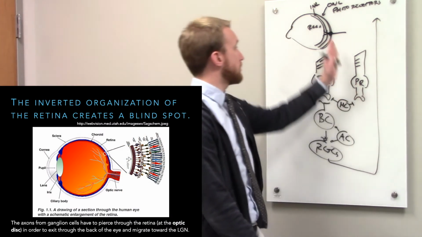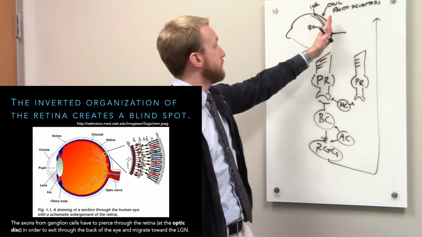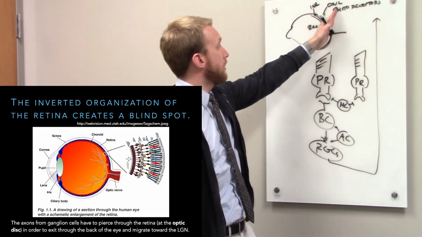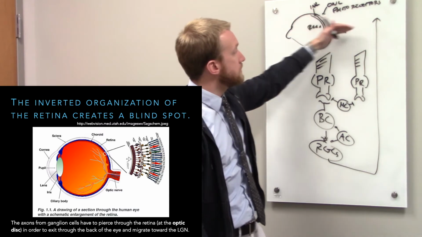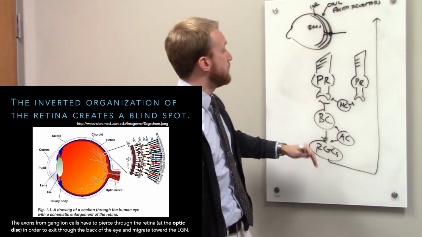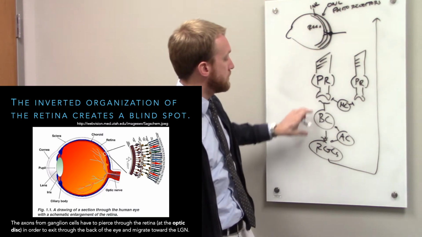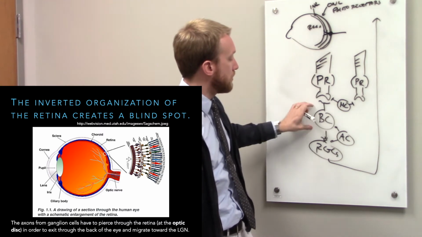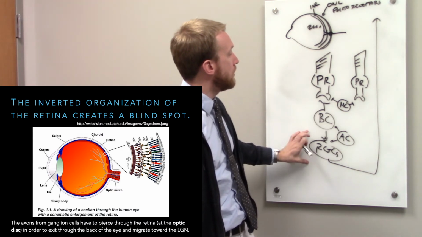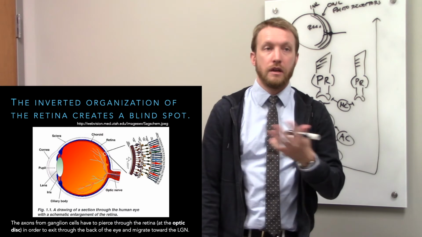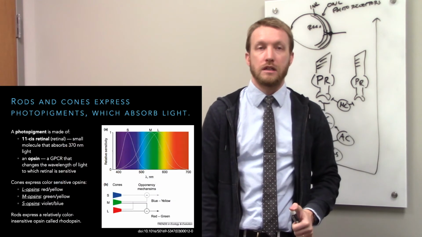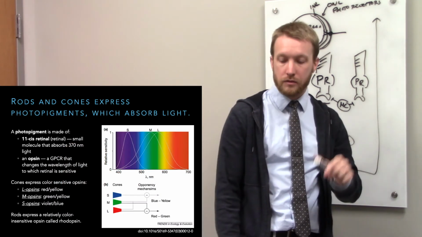We're going to detect it, of course, back here in the outer nuclear layer. Stimulation of the retinal ganglion cells is going to be produced by this stepwise movement from photoreceptor to bipolar cell to retinal ganglion cell. That piercing of the retina then creates the blind spot, like I said before. Alright, how do we actually detect light?